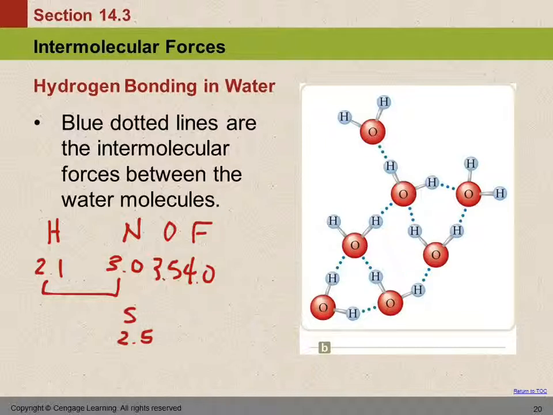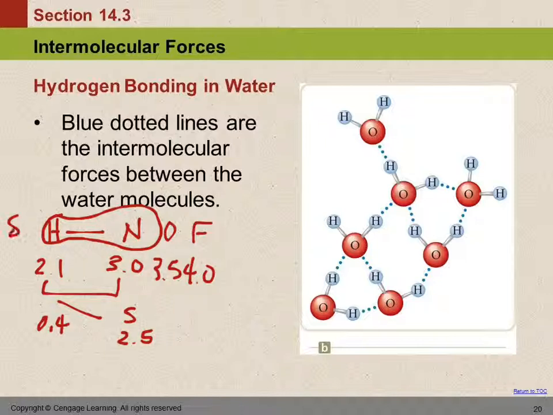So a sulfur-hydrogen bond, the difference here is 0.4. That's right on the borderline between being considered polar or nonpolar. Whereas these bonds of hydrogen with nitrogen, oxygen, fluorine are all very polar bonds. Because there's a greater difference, the sharing is very unequal. In a hydrogen-nitrogen bond, there are 2 electrons, but they spend a lot more time around the nitrogen than they do around the hydrogen.